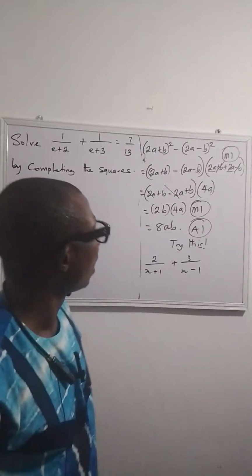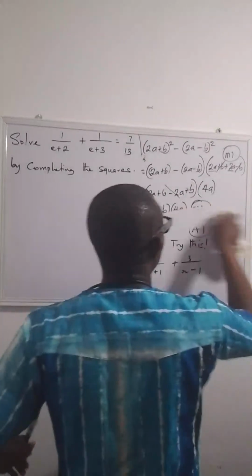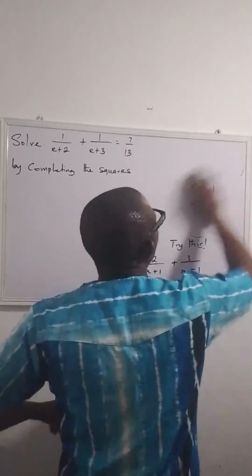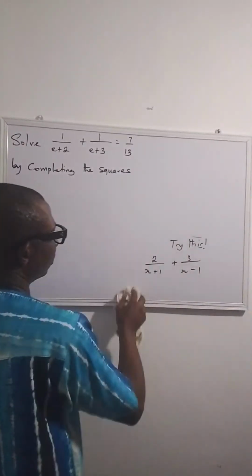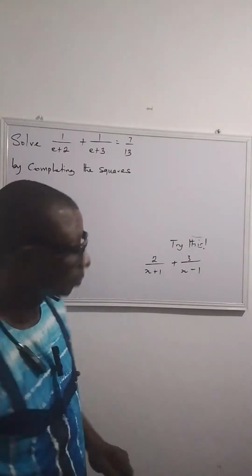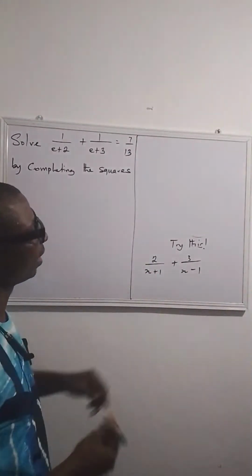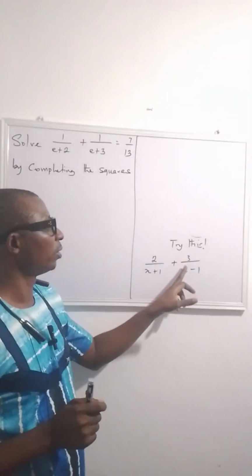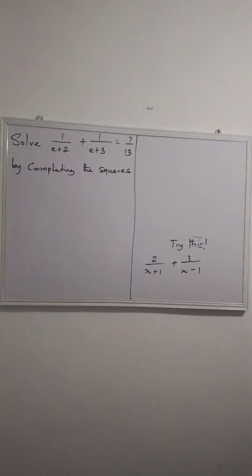Okay, so I want to believe we are trying that. So let me have your answer in the comment section. Let me see what you have for this problem here. You have to simplify 2 over x plus 1 plus 3 over x minus 1. So what do you have?